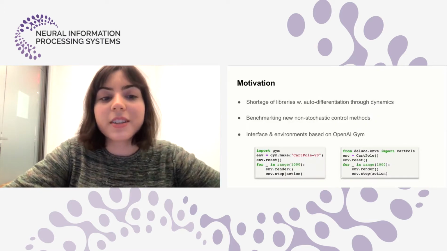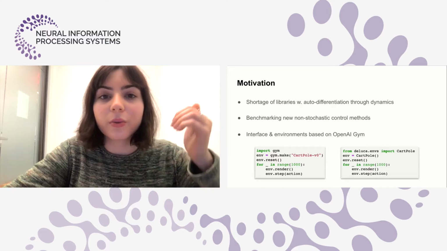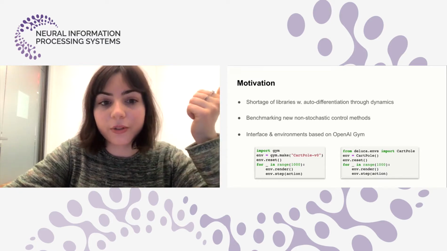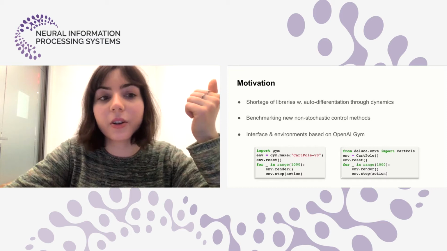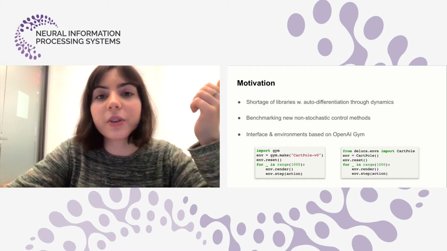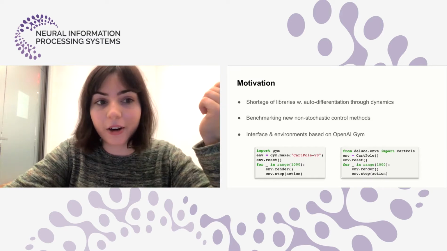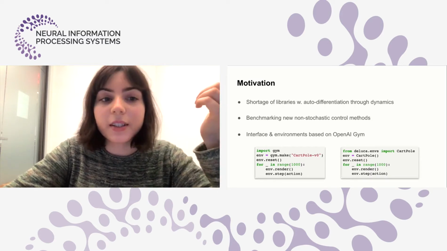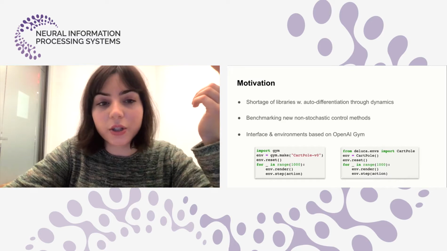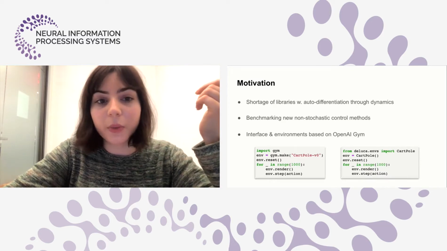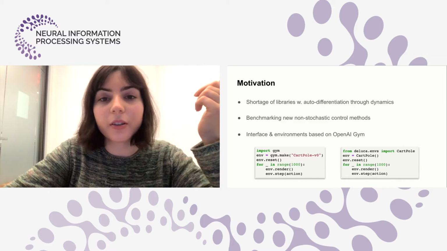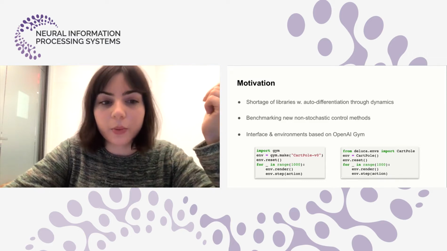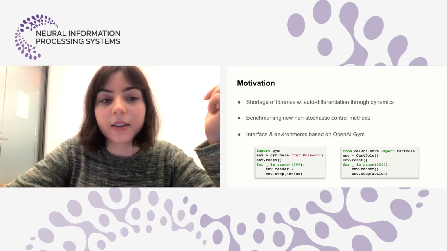The two initial goals that led to DELUCA's conception were: one, to address the shortage of libraries that allow for auto-differentiation through simulation dynamics for the tasks most relevant to the reinforcement learning and control communities. By this, I'm referring to tasks such as pendulum, cartpole, etc. And two, to facilitate benchmarking new advances in non-stochastic control, a new gradient-based paradigm which has led to promising preliminary results. As a starting point, we focus on adding differentiability to OpenAI Gym control tasks.